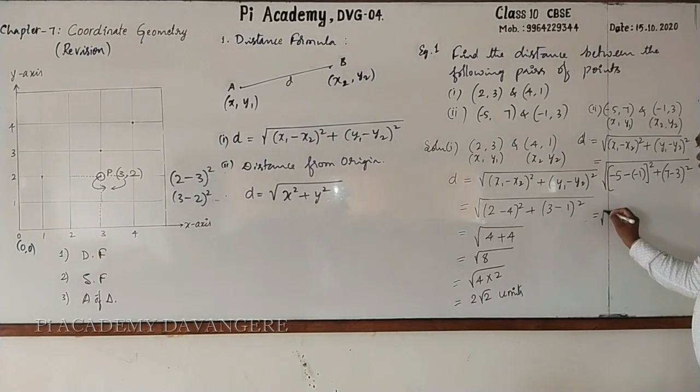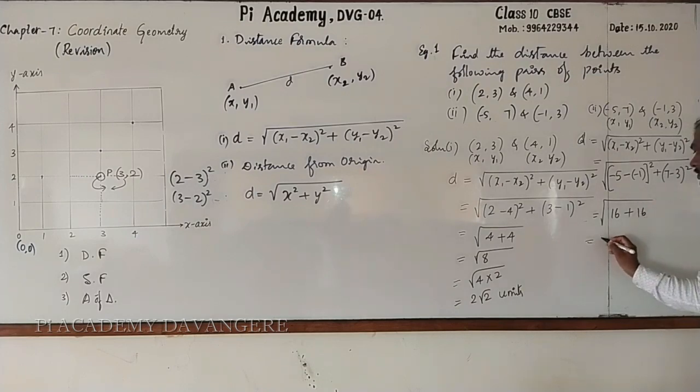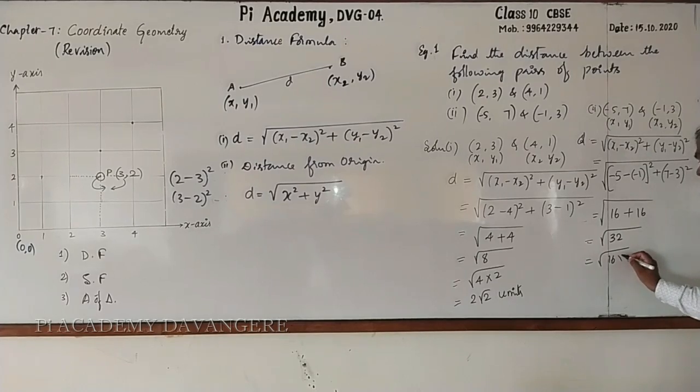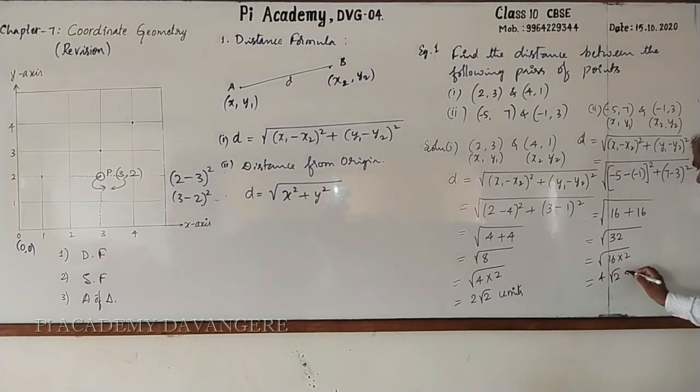This is equal to square root of, see that here minus into minus plus 1. Minus 5 plus 1 is minus 4. Minus 4 whole square is 16. Here 7 minus 3 is 4. 4 whole square, this is also 16. Square root of 32. This can be written as 16 into 2. Square root of 16 is 4. Into root 2 units.